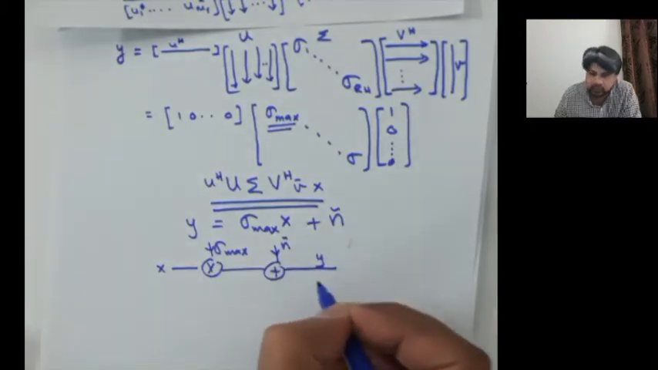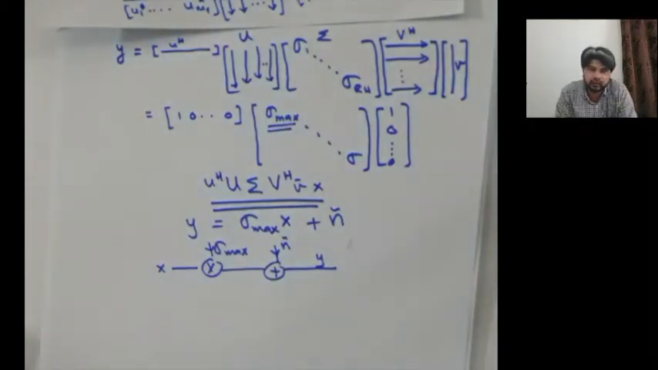Here is your Y. That is your effective channel using this transformation, and that would give you the maximum diversity gain possible because sigma max is the maximum singular value of the channel. So that is great. That means your received signal to noise ratio.